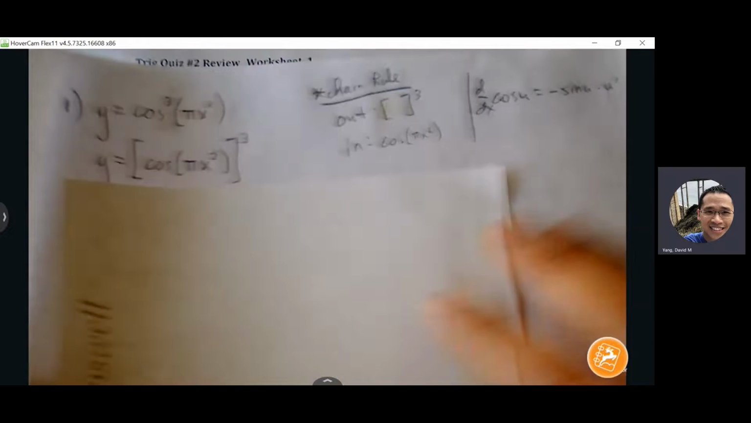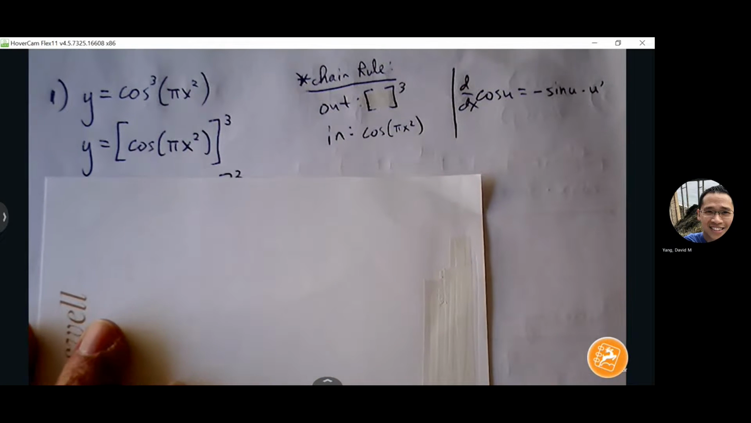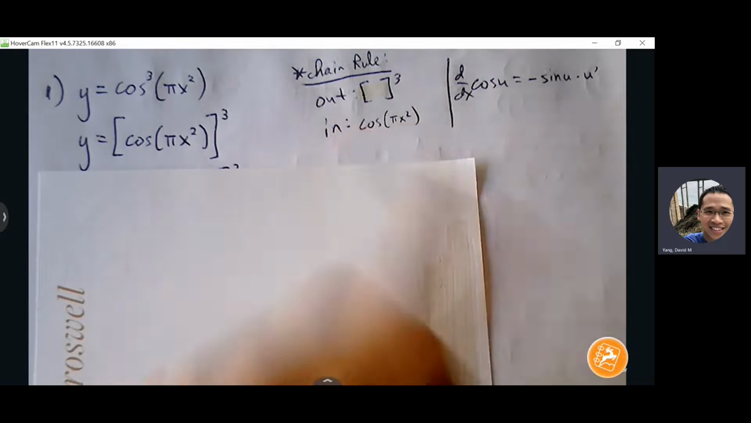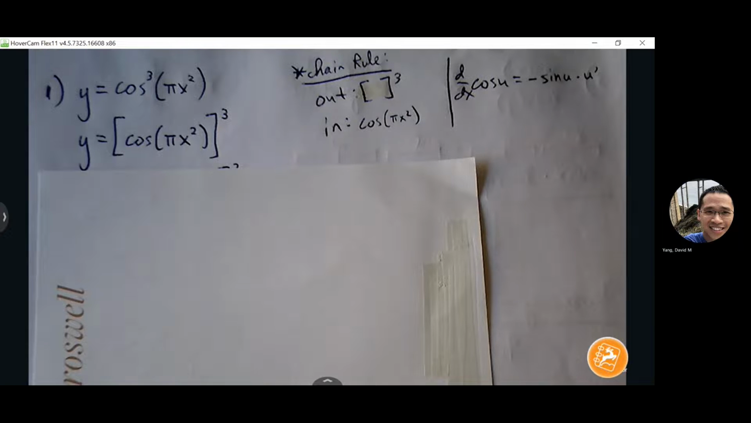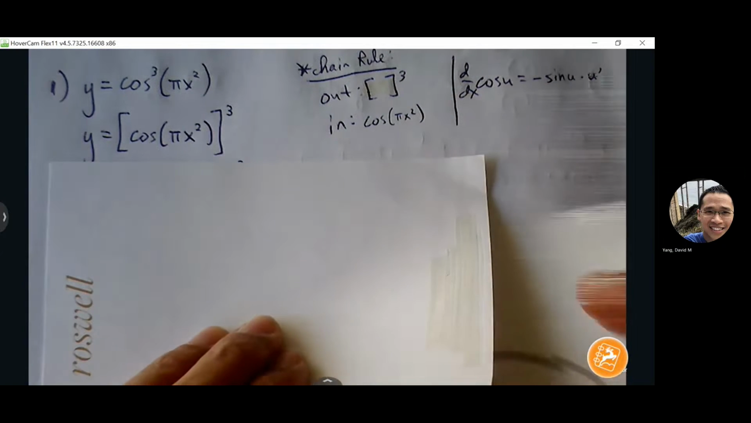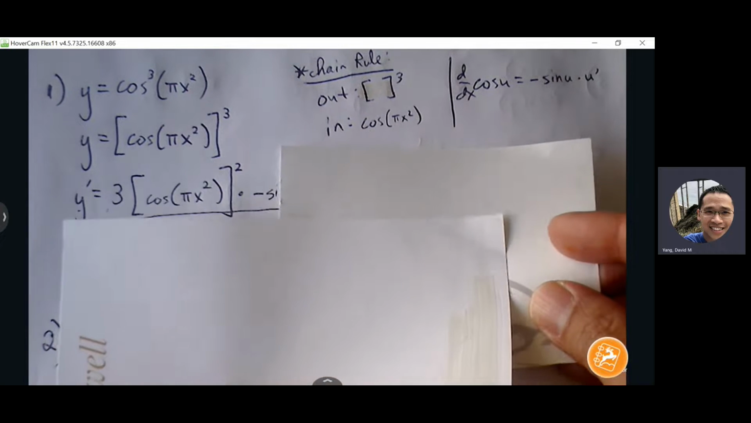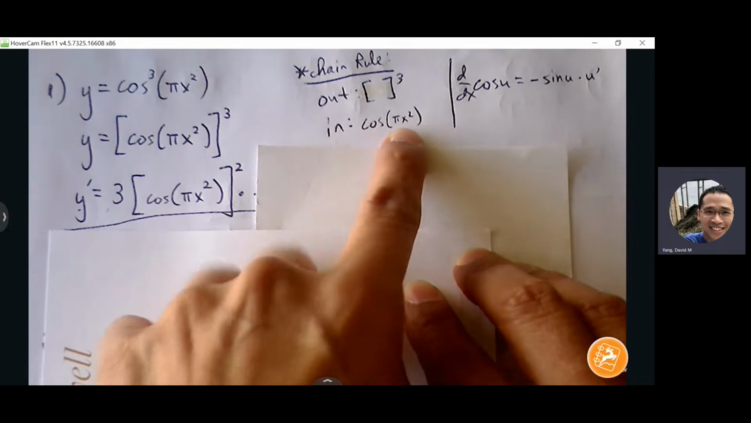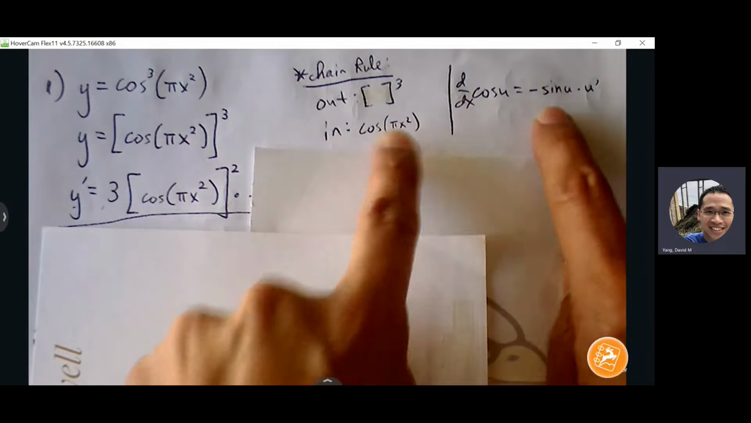Okay, hopefully we recognize the need for chain rule. So we got that bracket cube, which is our outside, and then cosine of pi x squared is our inside function. Now we can take turns with each derivative, right? Bracket cube becomes 3 brackets to the second, keep the inside intact, times, now we're ready for cosine of pi x squared, which is what?